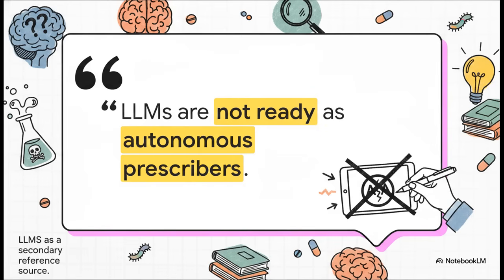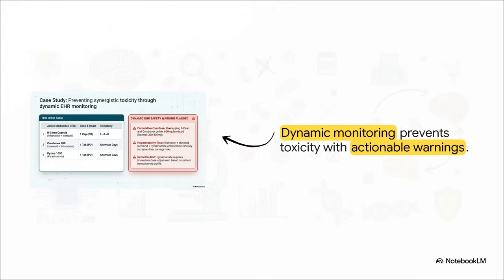Now, don't get me wrong, LLMs are highly useful as a secondary reference source or maybe for summarizing extensive research notes. But because of their unpredictable nature, they must never, ever act as the standalone decision maker for an individual patient's antibiotic regimen. Instead, it's those task-specific predictive models from Track A that actually keep our patients safe.